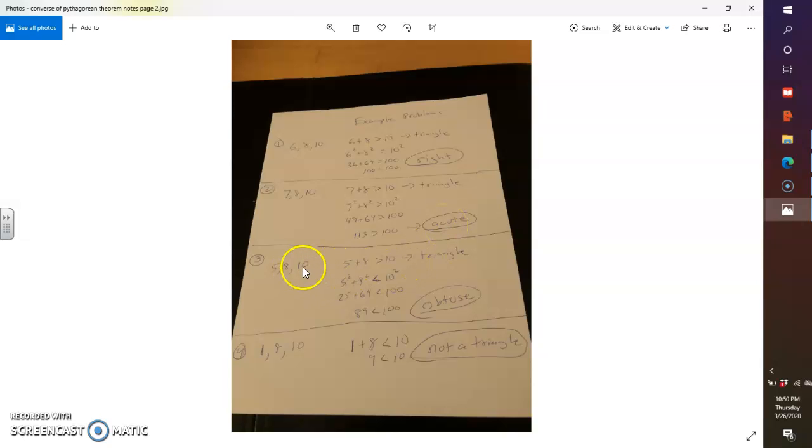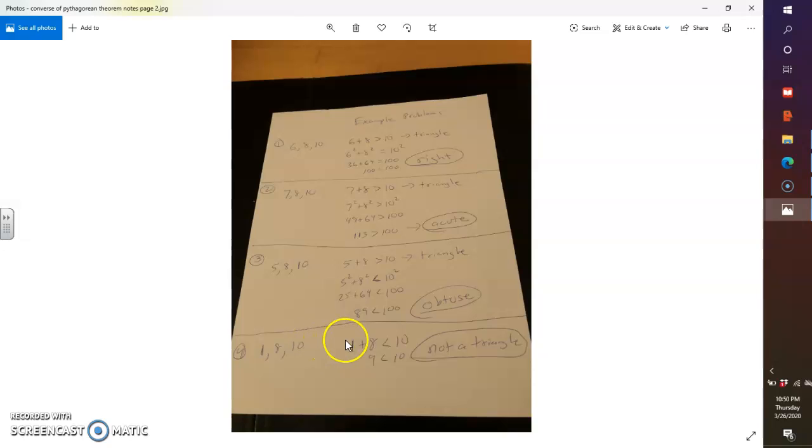If I have a 5, 8, 10 triangle, if I add 5 plus 8, I still get a number greater than 10, so I have a triangle. But 5 squared plus 8 squared is 25 plus 64, which is 89. Well, 89 is less than 10 squared, which is 100. So in this case, the squares of the two legs are less than the square of the hypotenuse. So therefore, you have an obtuse triangle.